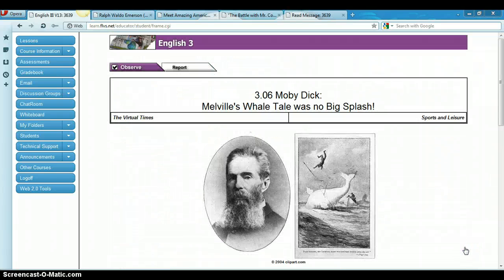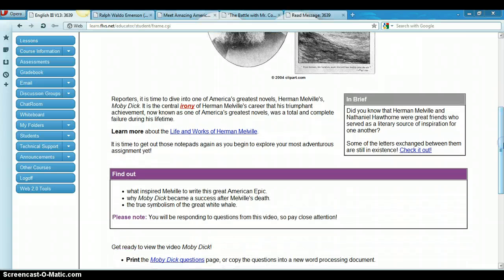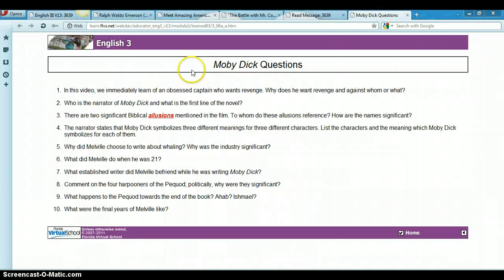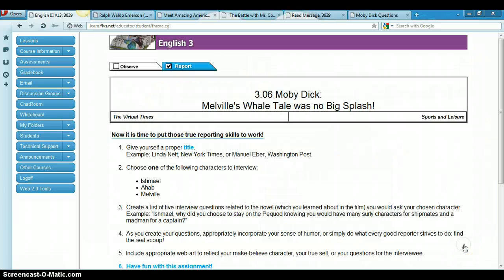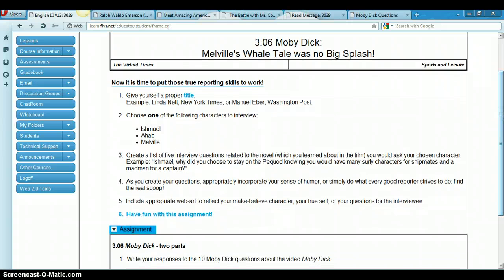Okay, so moving on. 306 is all about Moby Dick, which is a very famous novel. You're going to read about Herman Melville, the author. There are questions that go along with this. Have them open, and then you get to watch the video. So as you watch the video, answer the questions. When you're done with that, you are going to do part 2 of the lesson, where you interview one of the characters from the novel. So you are going to either interview Ishmael, Ahab, or Melville.